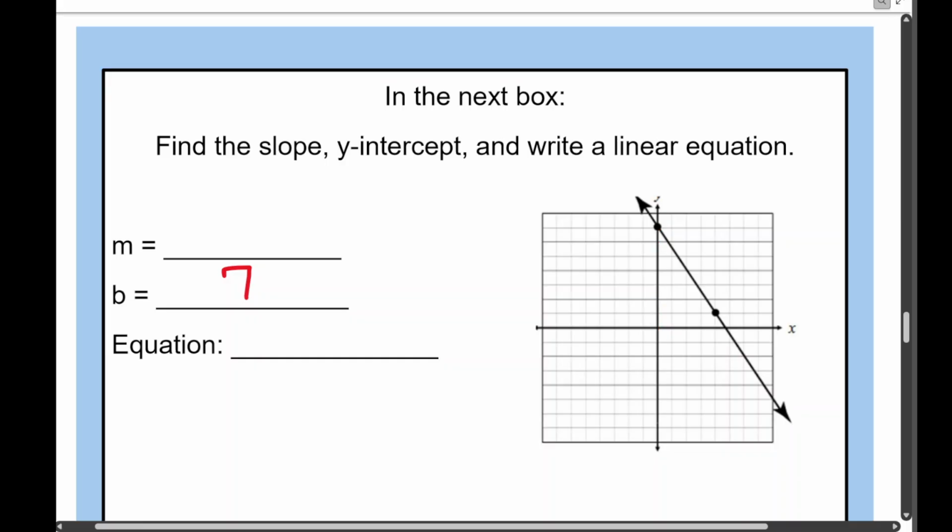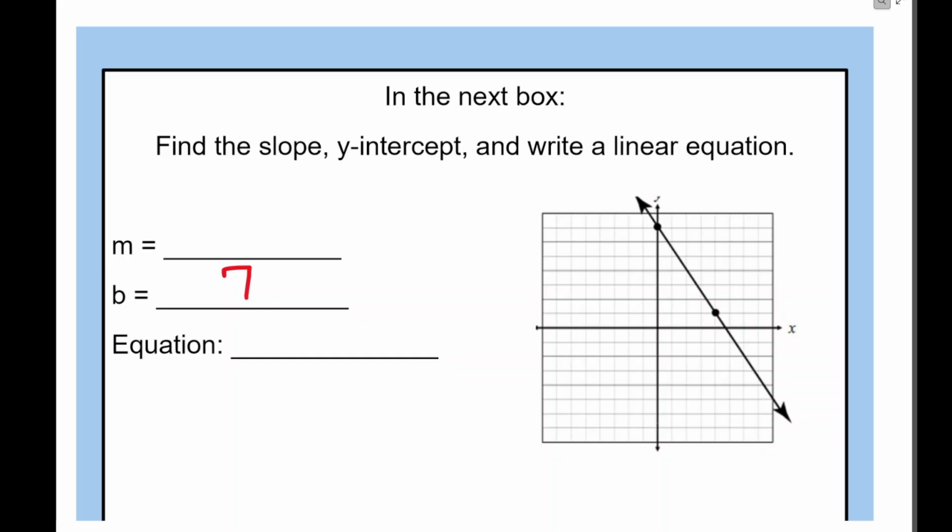Now we need to find our slope. So first thing you're going to do is look at this graph. You're going to say, what way is this line trending? If you read it from left to right, this line is going down. What does that mean based off of what we learned the other day? We learned that that means it will be a negative slope.